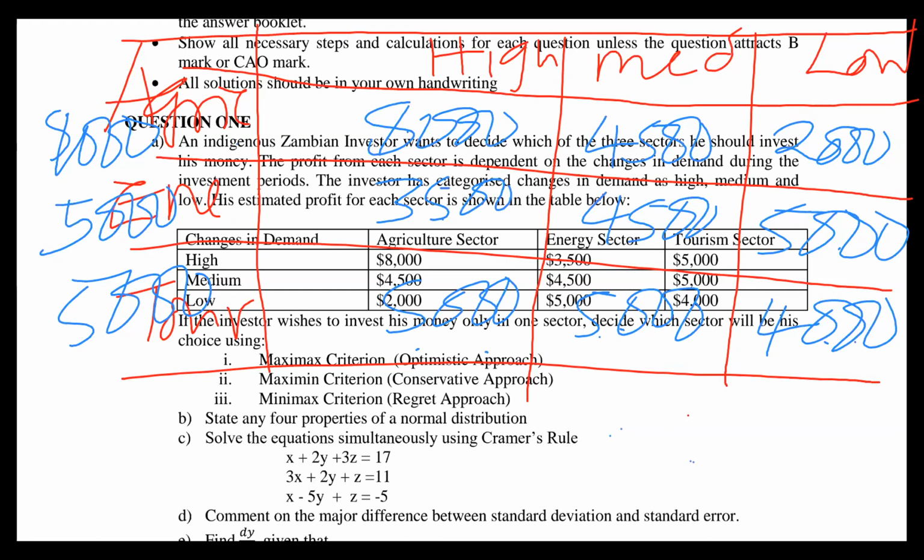Yes, sir. We are getting the best out of the best. All these are the best payoffs in all the three sectors. So the best of the best is coming from agriculture. That's why we have gotten the maximum payoff. Therefore, agriculture will be the sector of his choice if he uses the max criterion or optimistic approach. Is that clear? Yes, sir. Okay. Anyone who has a question?